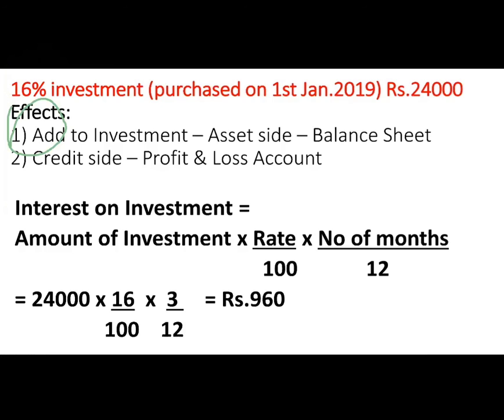So first effect क्या होगा? It will be added to investment on the asset side of the balance sheet. Investment कहाँ आता है? Balance sheet के asset side में, तो उसमें ही आप ये interest को add करोगे. Second, it will be shown on the credit side of profit and loss account, because whatever interest you get on investment is an income for the firm. So these are the two effects of interest on investment. I hope that this is clear to everyone.